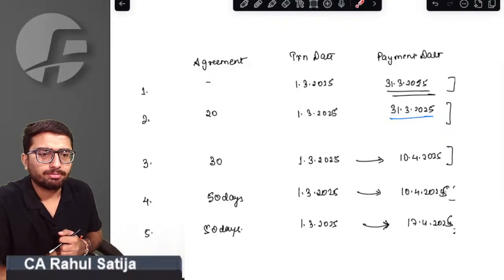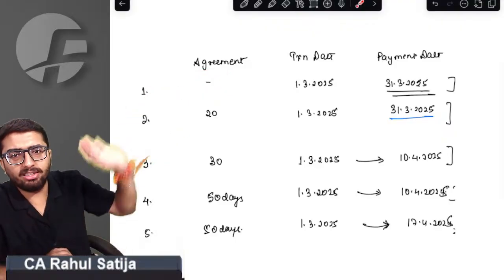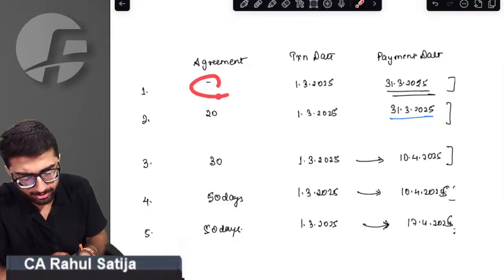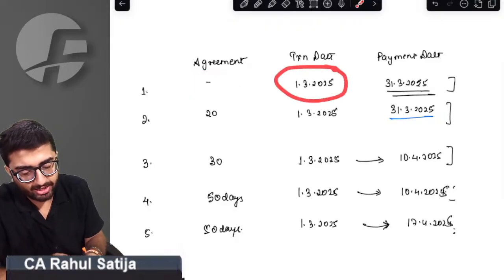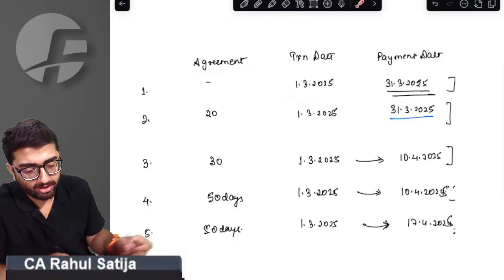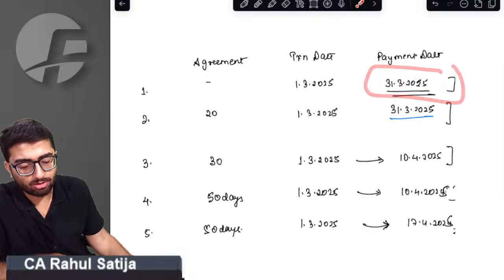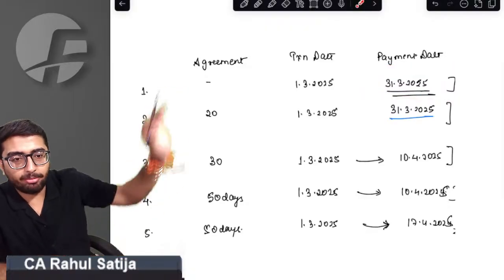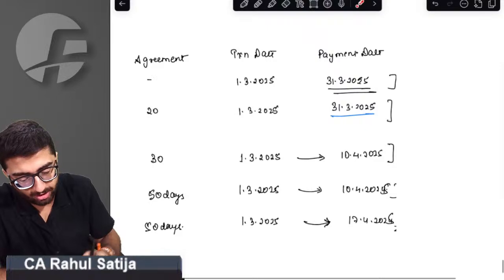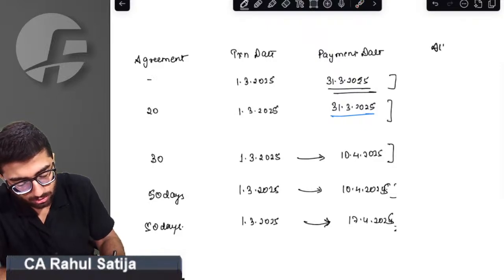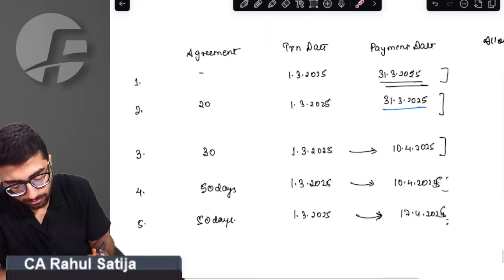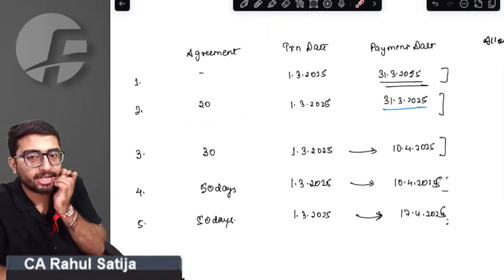In the first case, we don't have anything in the agreement. Transaction date is 1st March 2025. Payment date is 31st March 2025. Whether the expenditure shall be allowed or disallowed in previous year 24-25? Allowed or disallowed.